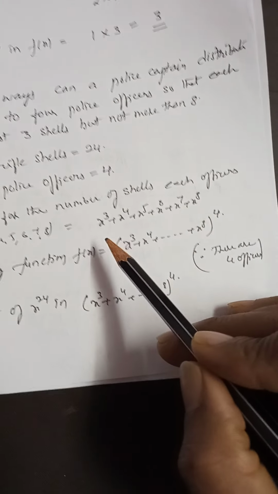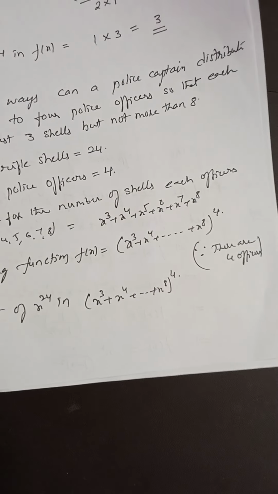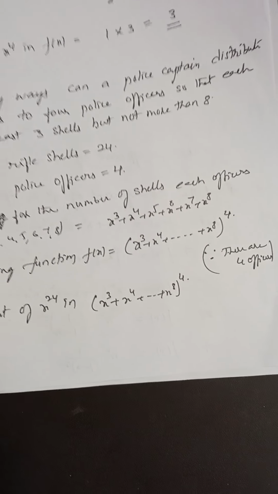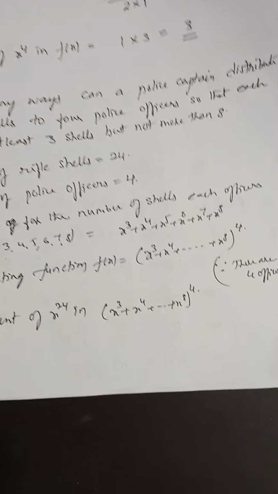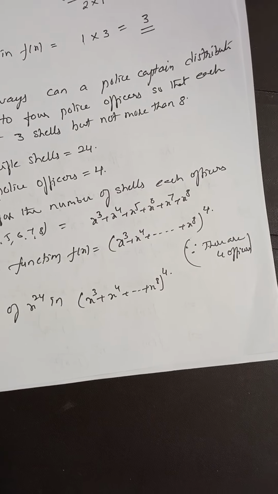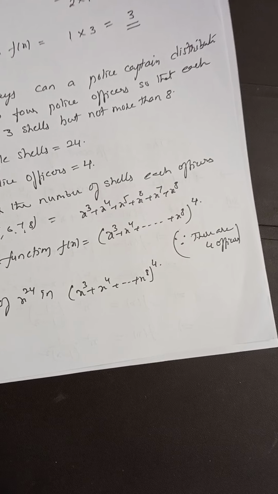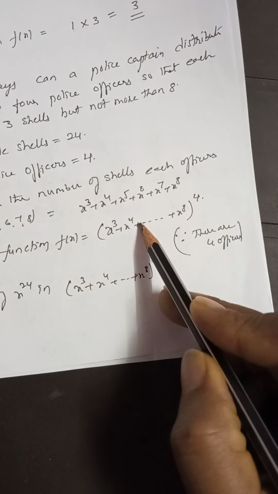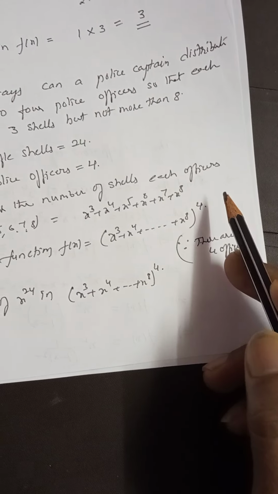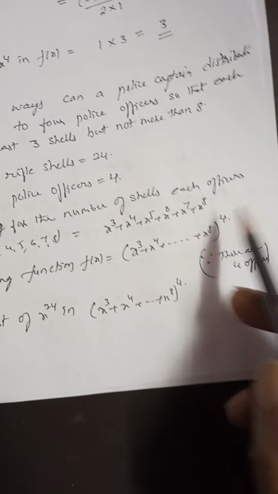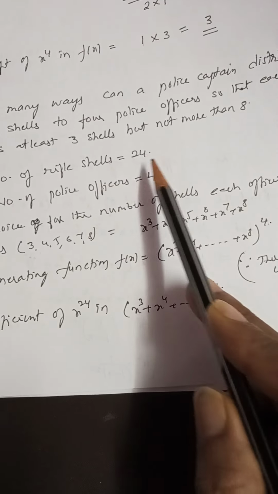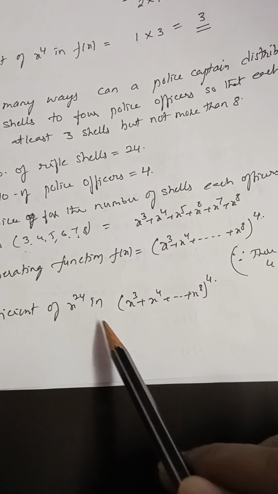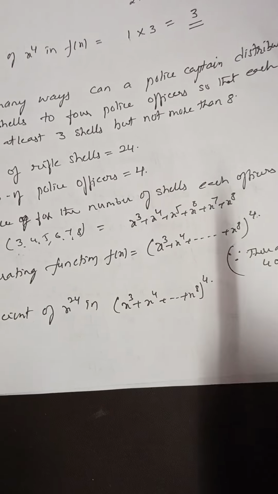That means it can be written as x cube plus x power 4 plus x power 5 plus x power 6 plus x power 7 plus x power 8. This is therefore the generating function. Then generating function f of x is equal to (x cube plus x power 4 plus so on x power 8) and how many times? There are 4 policemen, no? Therefore this expression 4 times you have to write. That means you will get the power of 4. Now we need to find, how many rifle shells are there? 24 rifle shells are there, right? The coefficient of x power 24 in this expansion we have to find.